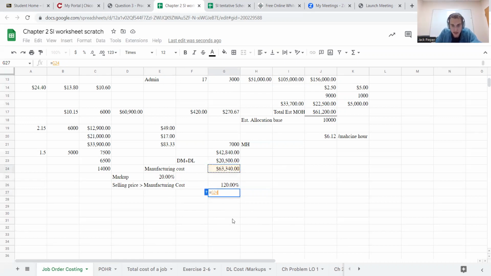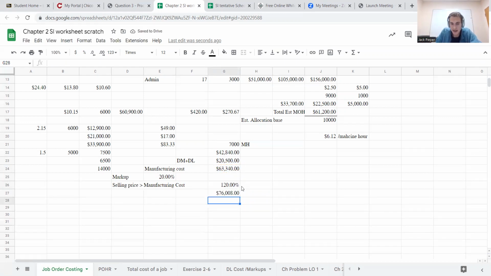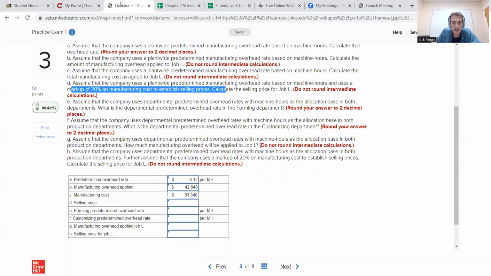So we'll do 63,340 times the 120%. And that'll get us $76,008. Okay. Last thing I'm going to say about this: make sure that your markup, when expressed as a percent, is a decimal. So if you're going to do this in a calculator, you're going to do 1.2, not 120%, because 1.0 is equal to 100%. So 1.2 is 120%. And that is apparent if I do this and then click percent. Okay, $76,008.